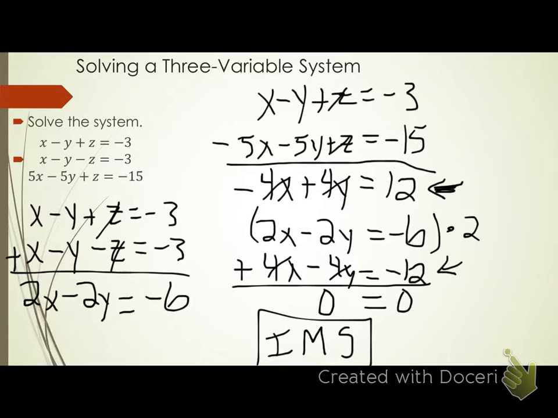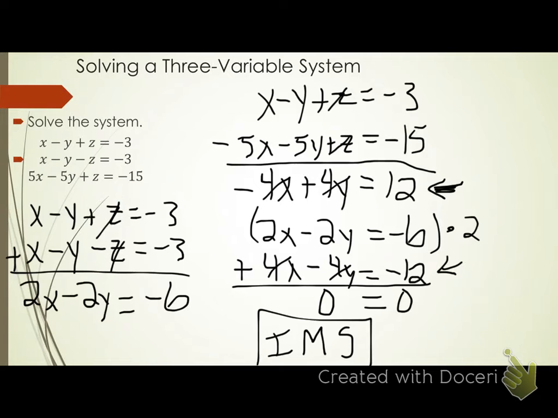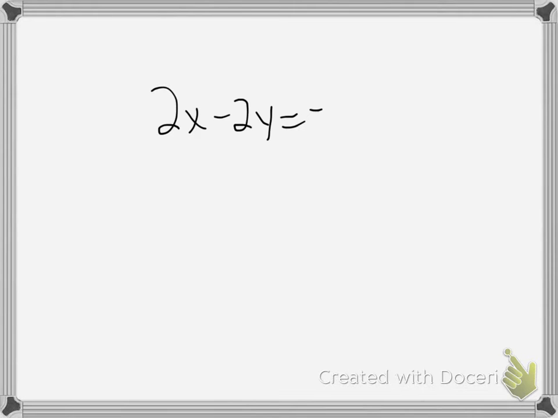So let's look at one of our equations in 2 variables. Which one do you want to use? Which one has smaller numbers? First or second? Second. That's got smaller numbers, right? Let's go ahead and solve this one for y. So 2x minus 2y equals negative 6. Let's solve it for y.